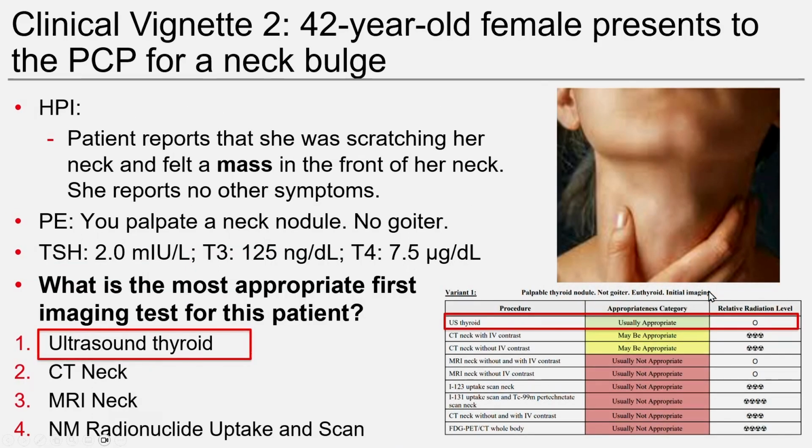All right, the second vignette, 42-year-old female presenting to the PCP for neck bulge. She reports that she's felt a mass in the left side of her neck and she reports no other symptoms. You indeed do palpate a neck nodule. A TSH, T3 and T4 are normal. And what is the most appropriate first test imaging? And I think we have the answer already. A thyroid ultrasound. It's an ultrasound course.